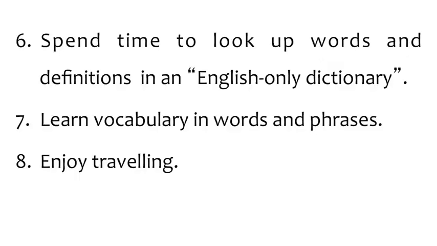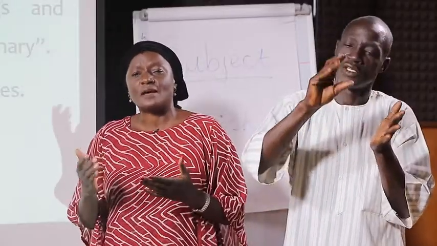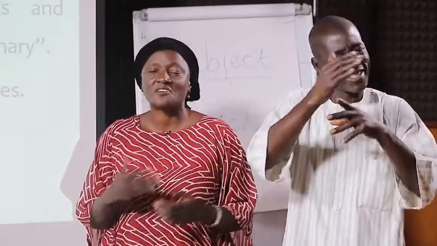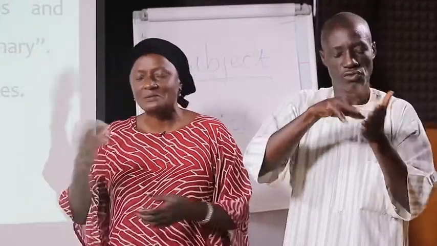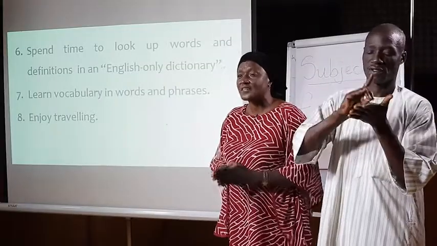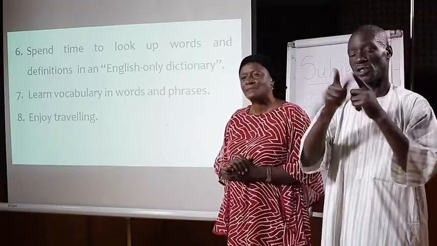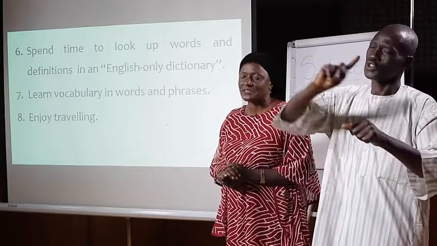Number 6. Spend time to look up words and definitions in an English-only dictionary. English only. There are dictionaries that have other languages embedded in them. You could find a dictionary, English and French, English and Hausa, English and Igbo, English and whatever language. Where you have a dictionary that is bilingual, that is 2 languages, it slows down your rate of learning. So, get a dictionary that is only written in English.